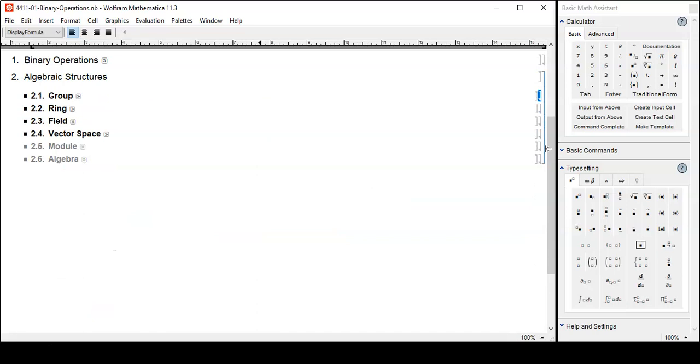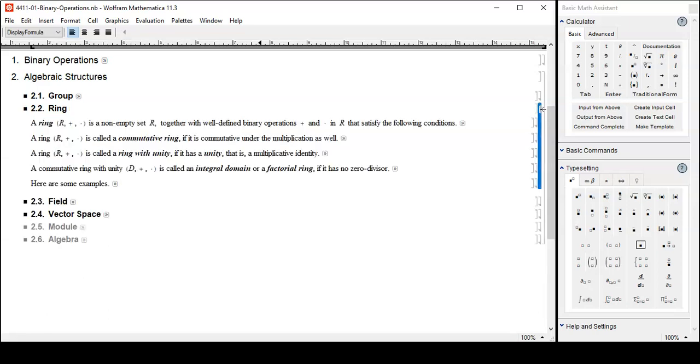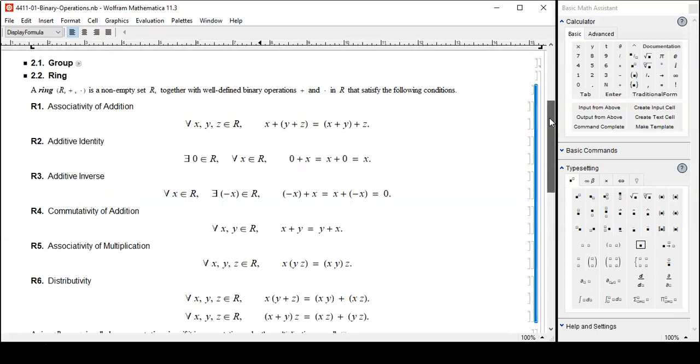Okay, so much for groups. Do you have enough time for rings? Probably not. Let's do only the first half of it. A ring is a non-empty set together with two operations, addition and multiplication, and under the addition, it forms an abelian group.